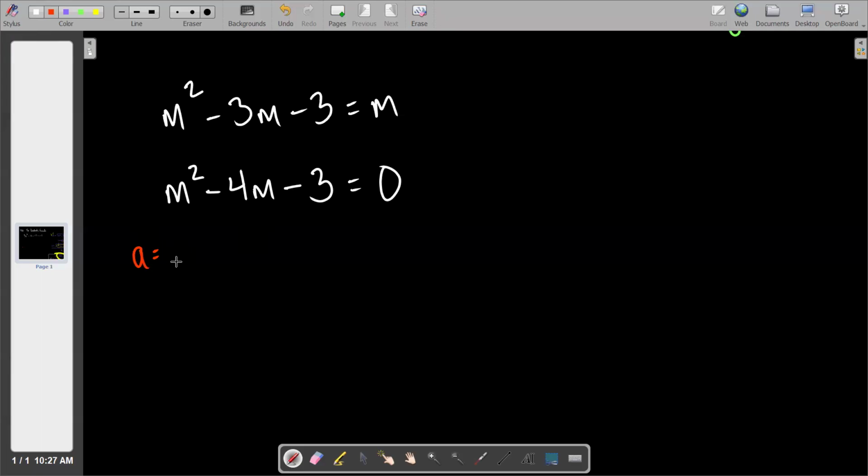Someone say, what'd you say? 1. Good. Variables are not part of your A, B, and C values. A, B, and C are just the numbers in front of the terms. What's B? Rad. What's C?